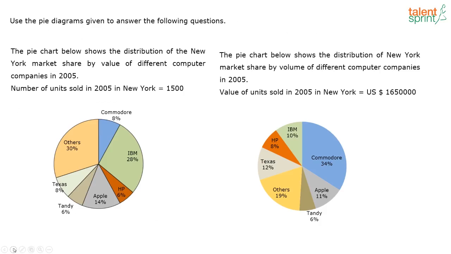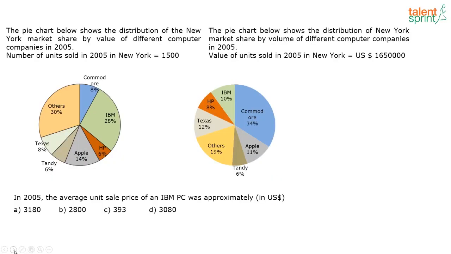Next one. So next we are moving to pie charts. Use the pie diagrams given to answer the following questions. So they have given us 2 pie charts, and based on this you have to answer the questions that follow. So let us first look at the question. The first graph represents the number of units sold in 2005 in New York, and the second graph represents the distribution of New York market share by volume of different computer companies in 2005.